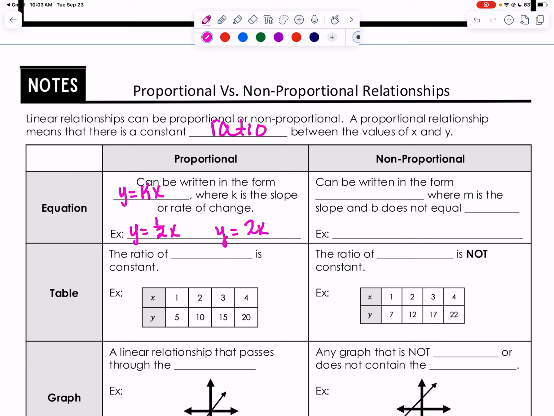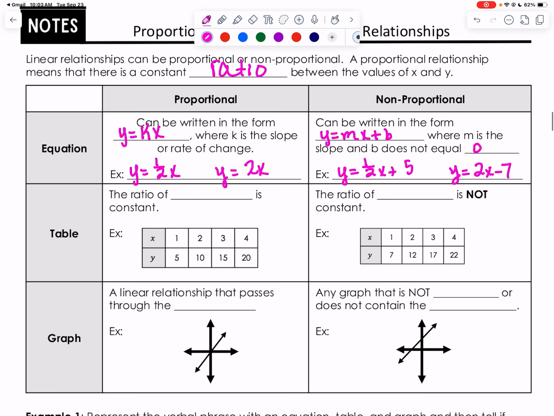Non-proportional relationships, on the other hand, are written in the form y equals mx plus b, where m is the slope and b does not equal 0. For example, y equals 1/2 x plus 5, or y equals 2x minus 7. Those are non-proportional relationships.